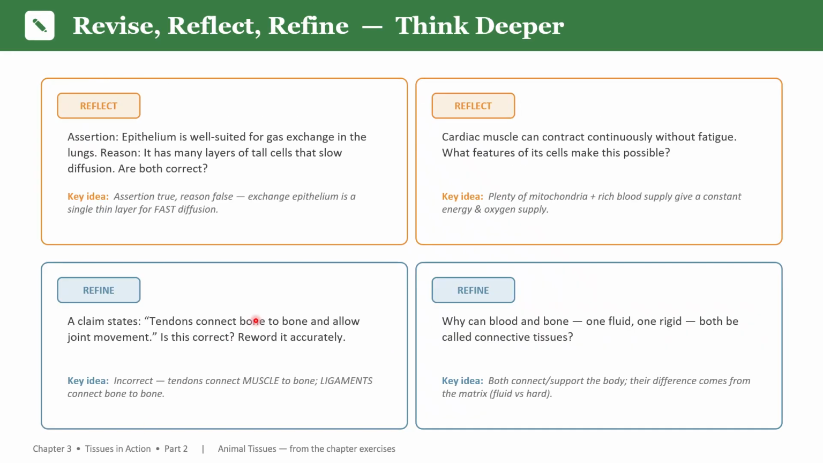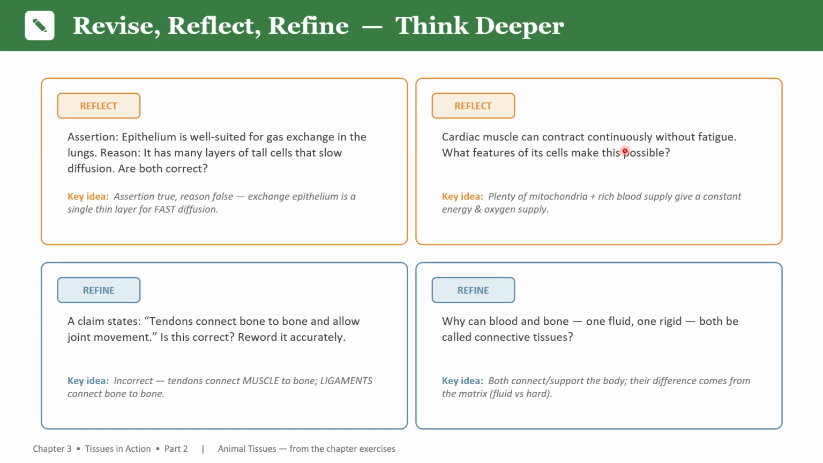So next, revise, reflect, refine, think deeper. I have given you some assertion and reason. Assertion: epithelium is well suited for gas exchange in the lungs. Reason: it has many layers of tall cells that slow diffusion. Are both correct? The assertion is true, but the reason is false, because exchange epithelium is a single thin layer, for fast diffusion.